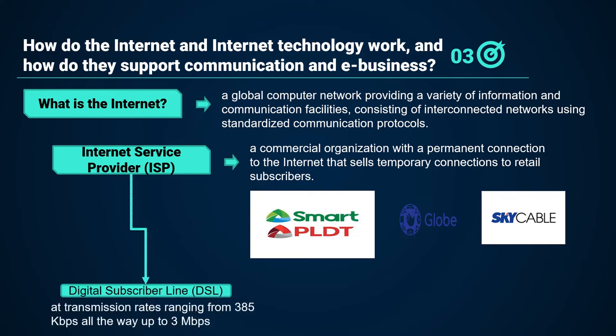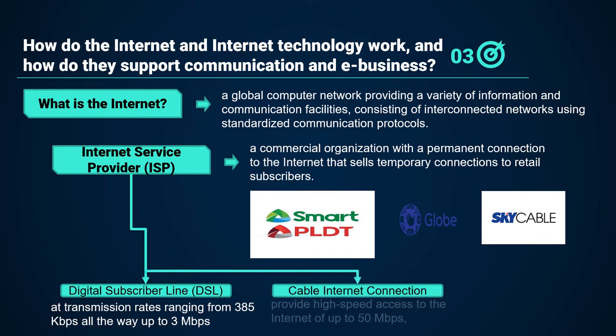Digital subscriber line technologies operate over existing telephone lines to carry voice, data, and video at transmission rates ranging from 385 kbps all the way up to 3 Mbps, depending on usage pattern and distance. Cable internet connections, on the other hand, are provided by cable television vendors and use digital coaxial cable lines to deliver high-speed internet access to homes and businesses. They can provide access of up to 50 Mbps, although most providers offer service ranging from 3 Mbps to 20 Mbps.